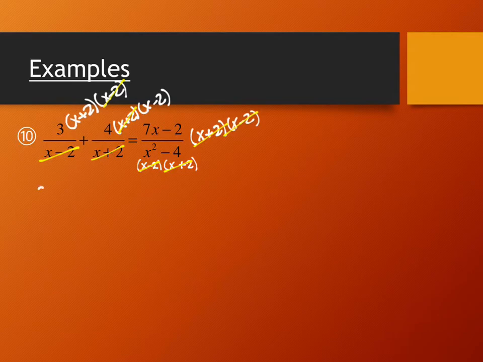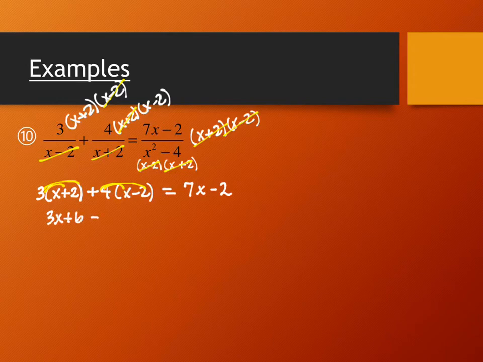So back at the beginning, the 3 remains, as does an x plus 2. In the middle, a 4 remains, as does the x minus 2. And at the end, it's 7 times x minus 2. Okay, so far so good? All right, we're going to distribute through now, right? So I have 3x plus 6 plus 4x minus 8. The right-hand side stays the same.